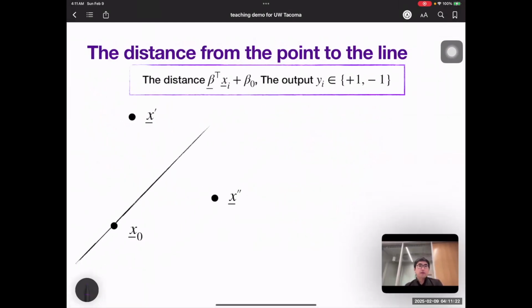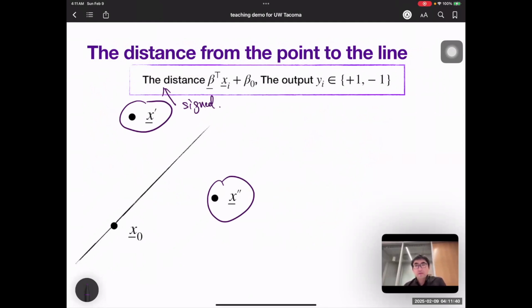Based on our distance, the data point can lie on the upper part or on the bottom part. So this is not just a distance, but indeed a signed distance. It can be positive or negative.